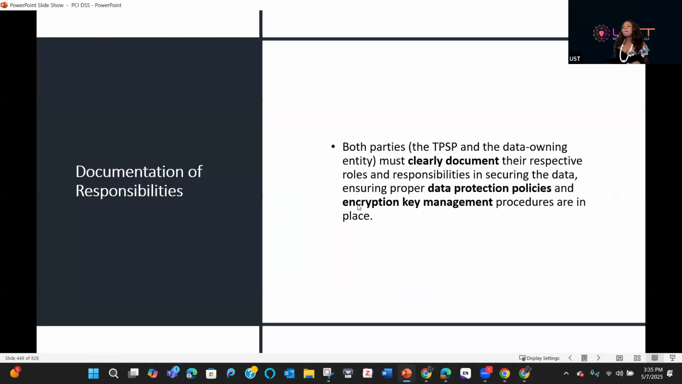And with that, we also talk about documentation of responsibility. Both parties, the third-party service provider and the owner of the data, must have clear documentation of their respective roles and responsibilities in securing the data, telling me what I am supposed to do to be in compliance with PCI DSS, most importantly, to secure and protect cardholder data. That's why it says to ensure proper data protection policies and encryption key management procedures are in place.